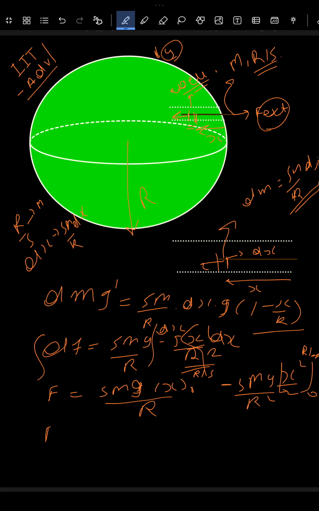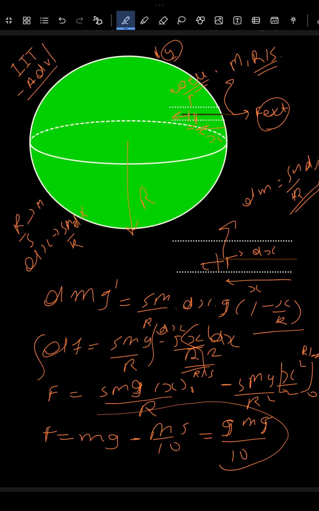So now when we put in the limits, we have this equation, which equals this, 9 mg by 10, and this is the required answer. So here's the solution to this question, and that's all.